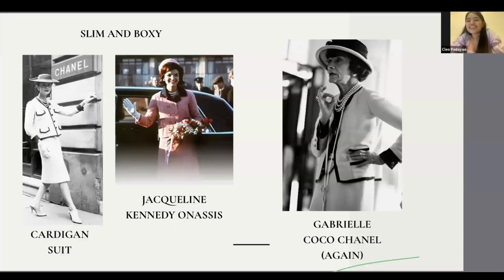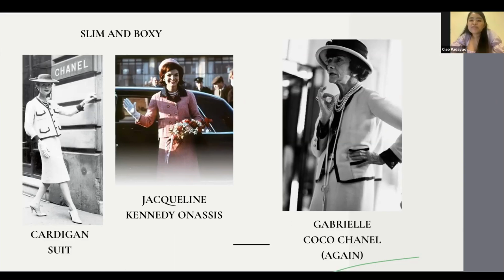And another look re-emerging from hiding, Gabrielle Coco Chanel. She was hiding in Switzerland because legend has it she was a Nazi spy during the war. But she can't help herself. She wanted to create another look again. So she created this look, the cardigan suit on the left side. So that's pretty much the Chanel look that we know until today.